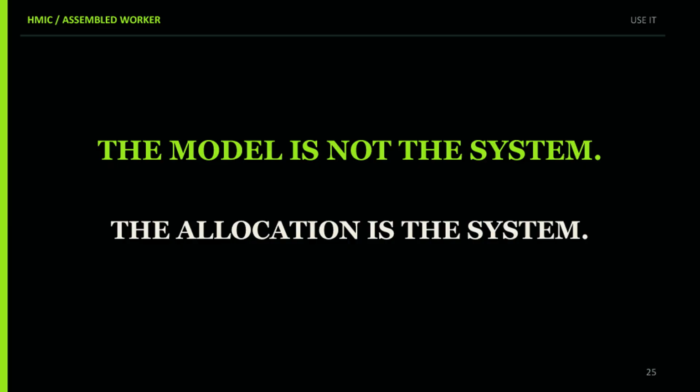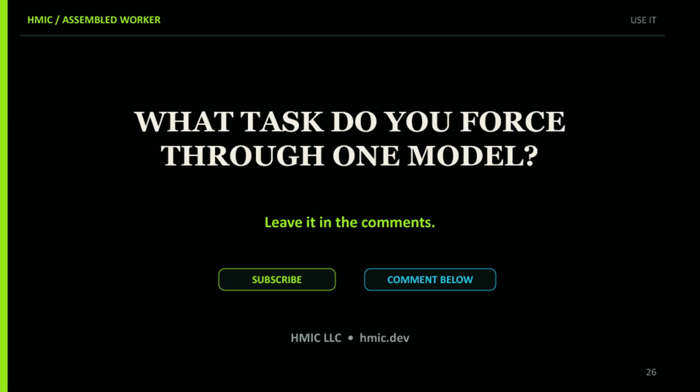The model is not the system. The allocation is the system. The question is not which model you should use. The question is, which job are you routing to what seat with what verifier? So what task are you currently forcing through one Apex model that probably wants its own seat? Leave it in the comments. That question gives you the architecture for your next workflow and maybe gives me the topic for my next video.